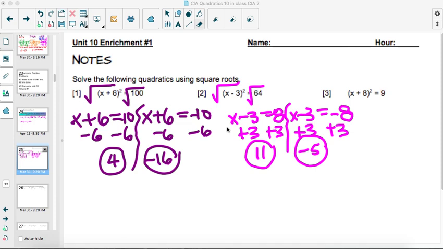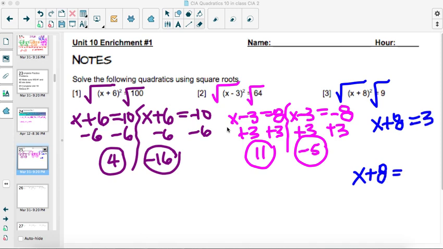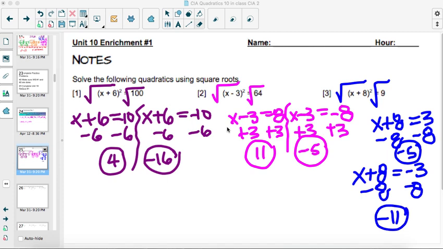I think a lot of you got this down. Remember to write the equation out twice, so I'm going to square root both sides. I'm going to write the equation out twice. x plus 8 could equal, x plus 8 could equal. The square root of 9 is 3 or negative 3. To get rid of the 8, I minus it. So one answer is negative 5. And negative 3 minus 8 is negative 11.